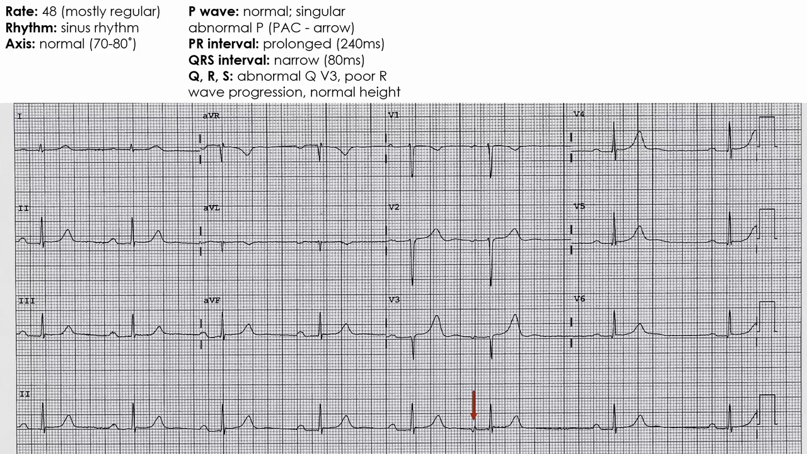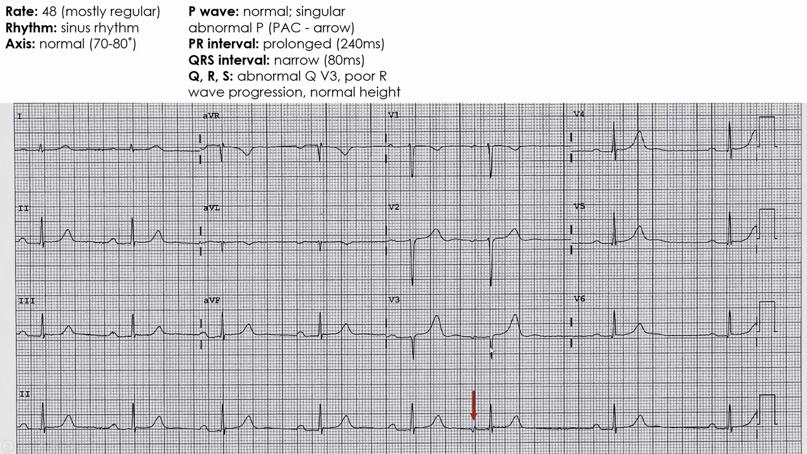The QRS complex otherwise, there's an abnormal Q wave in V3. Alright, so there's no Q waves in V1 or 2, we still have these little R waves, but there's no R wave in V3, so this is just a Q wave, and you shouldn't have any Q waves in V1 to 3, so that's quite abnormal.